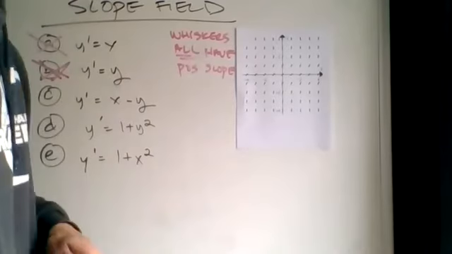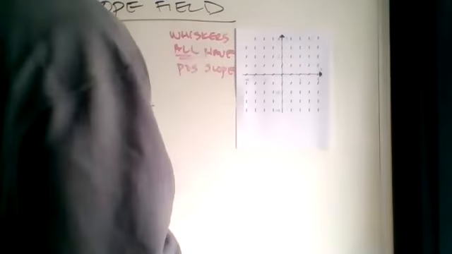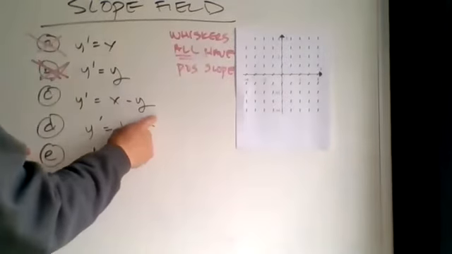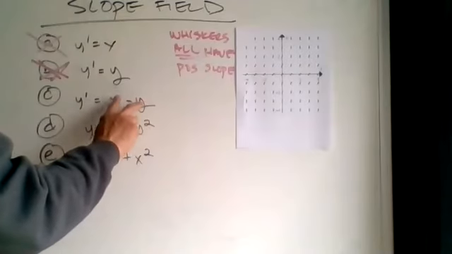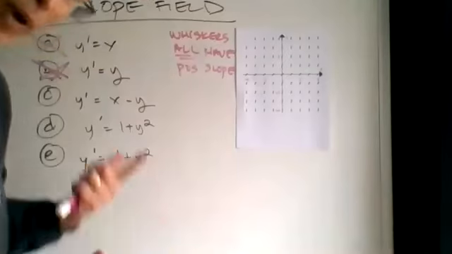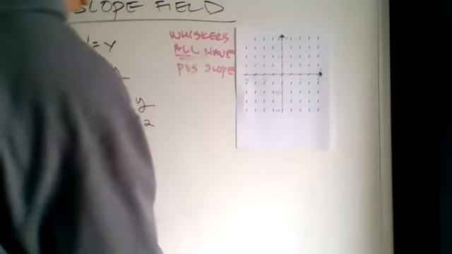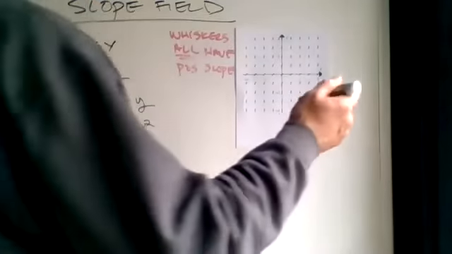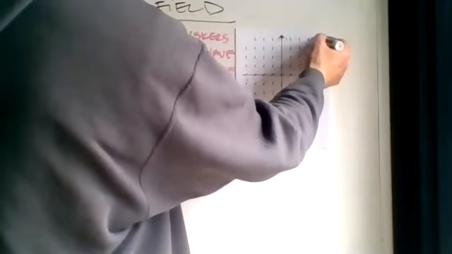Okay? Gone. Okay? So the next one is x minus y. It means the difference between the x and y coordinates. So you might have to kind of play around with this one a little bit. So let's look at some. So let's look right here.